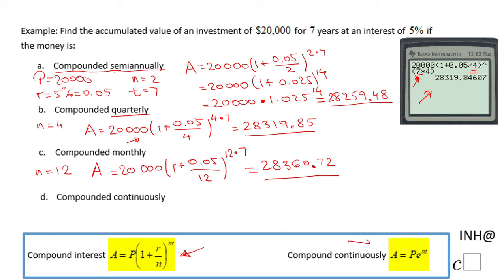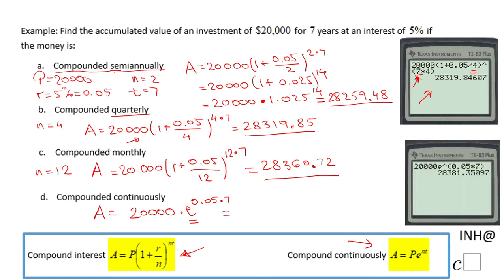And let's do the last one, compound continuously. You notice this is the formula for compound continuously. So we're going to have A equals 20,000 times e to the power of RT, 0.05 times 7. And again, I use the TI calculator for calculating this expression, especially because of this e. And you notice how I put it in the calculator. You see the e here and the power.